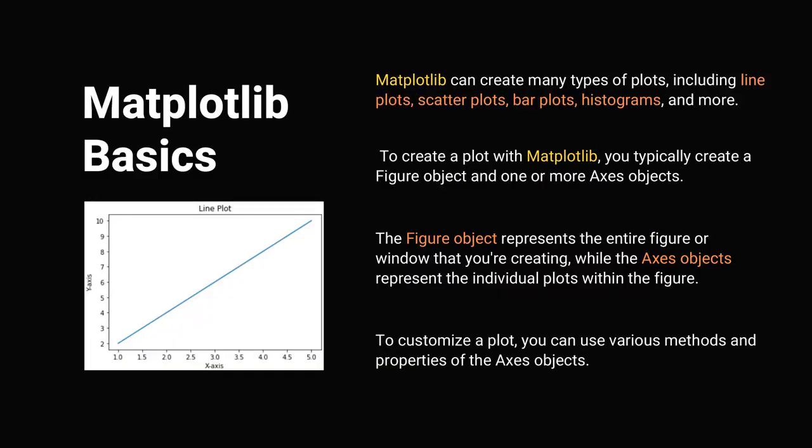Matplotlib can create many types of plots, including line plots, scatter plots, bar plots, histograms, and more. To create a plot with Matplotlib, you typically create a figure object and one or more axes objects. The figure object represents the entire figure or window that you're creating, while the axes objects represent the individual plots within the figure. To customize a plot, you can use various methods and properties of the axes objects.